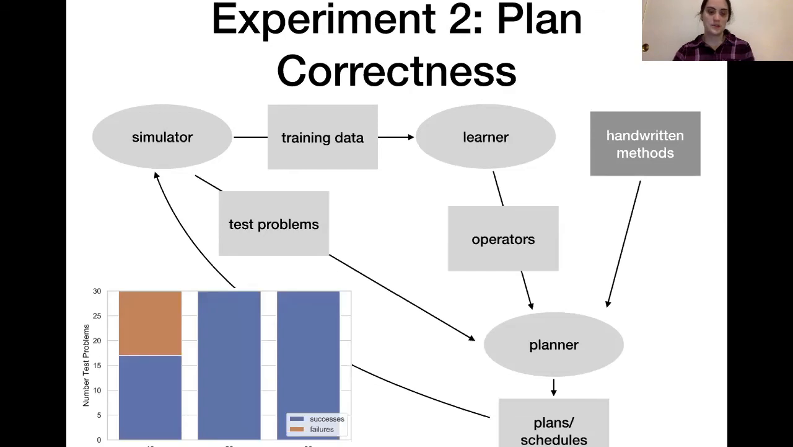When we do this, we find that for thetas of 0.2 and 0.3, which corresponds to support of 20 and 30%, the planner is able to generate plans for all of the test problems using those handwritten methods and the learned operators, but is only able to generate plans for about half of the test problems when we use the 10% support operators. All of the plans that we generated were able to be run on the simulator.